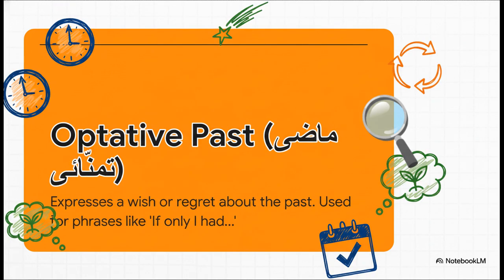And right next to that, we have the optative past, madi tamannai. This is for expressing a wish or even a regret about the past, like, if only I had succeeded. Now, both of these forms use a special helper word, and they share a really interesting and important rule.